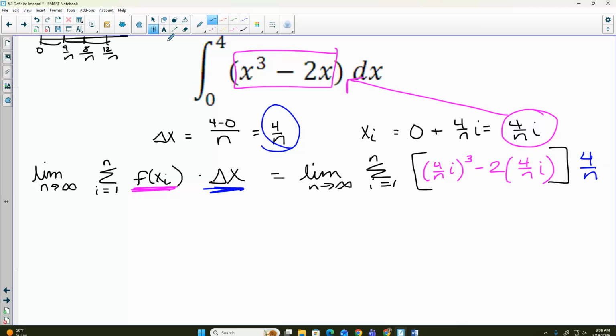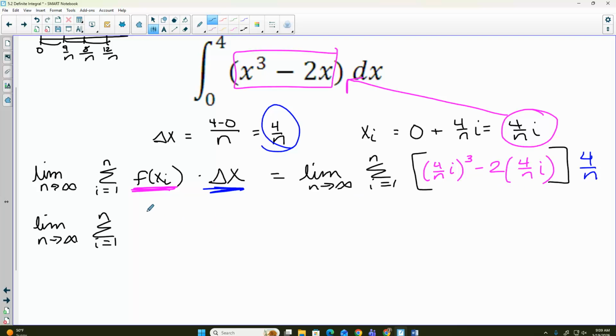So that's like the area of the rectangle, length times width. The height of them is what you get when you plug your x into your function. The width is the same every time. That was the 4 over n. Okay, does this seem familiar? Like the last question on the quiz or the homework assignment before that?